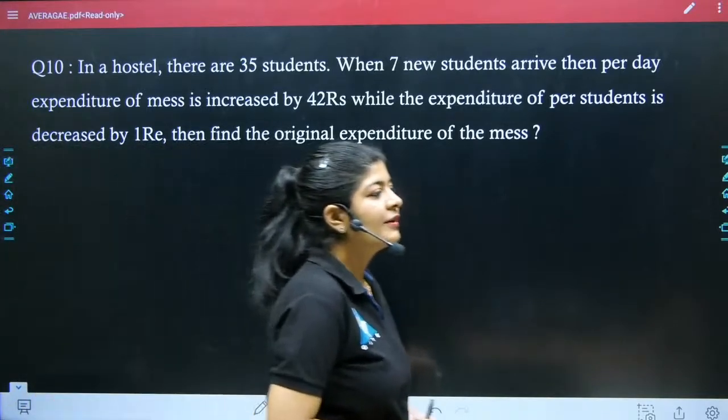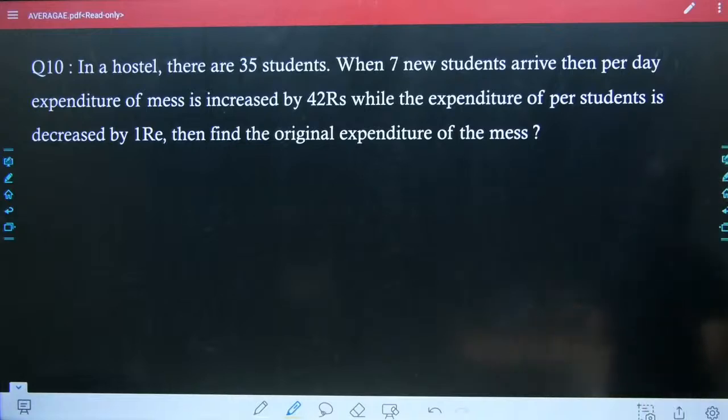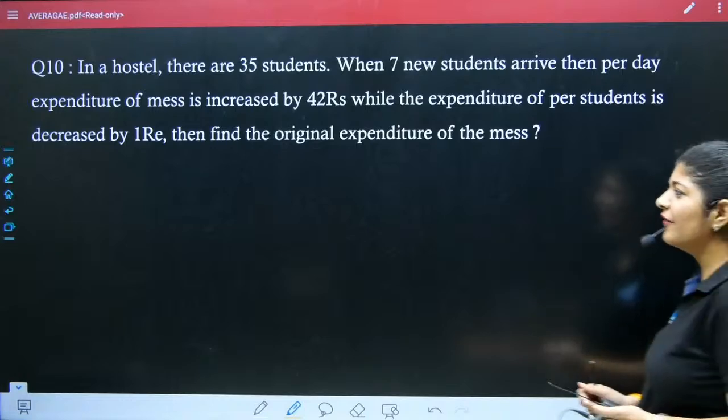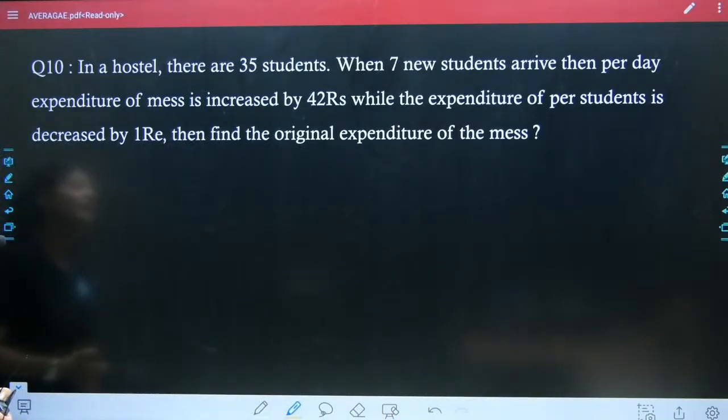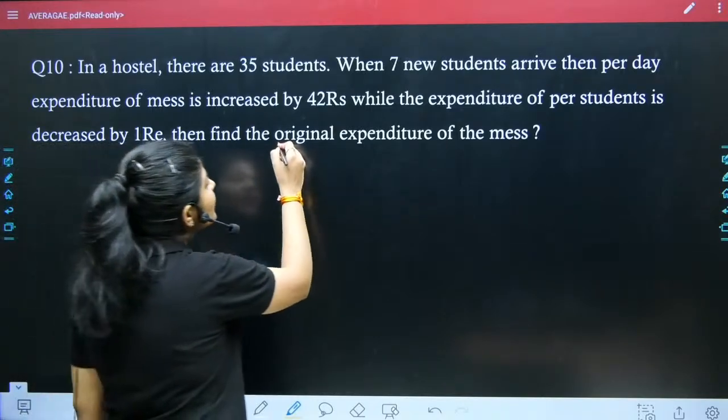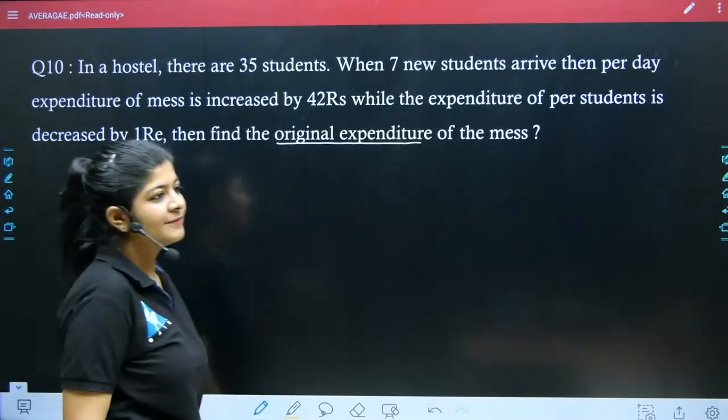A very good evening to all of you, and try to solve this particular question and try to find out the original expenditure of the mess.